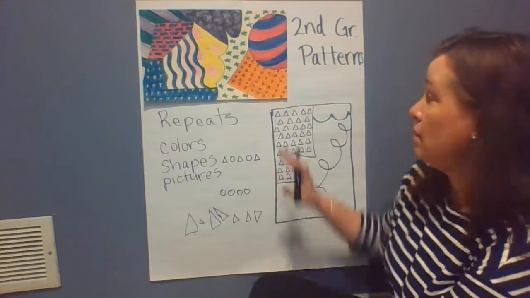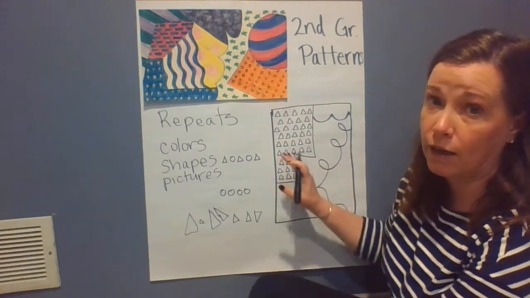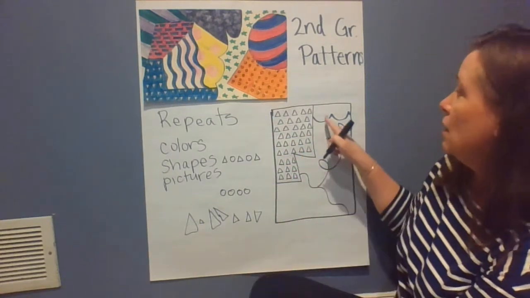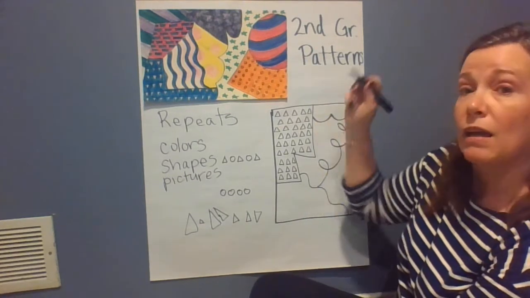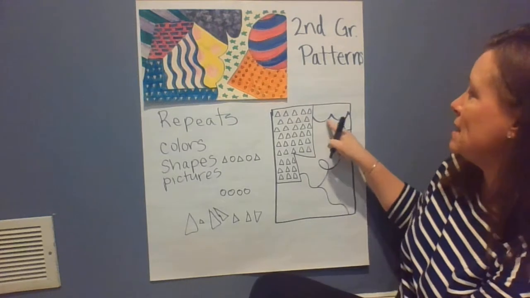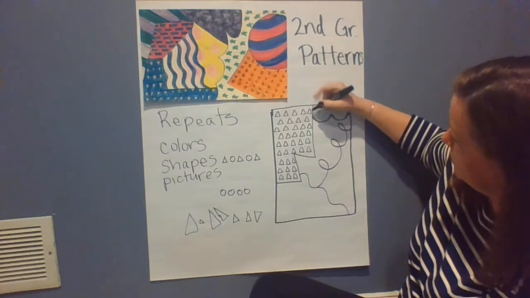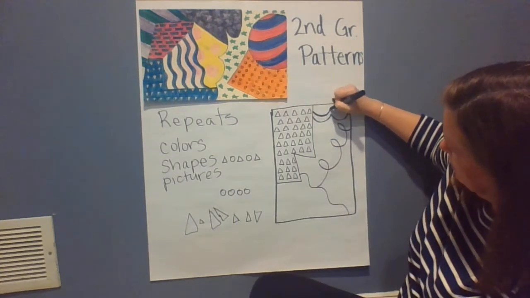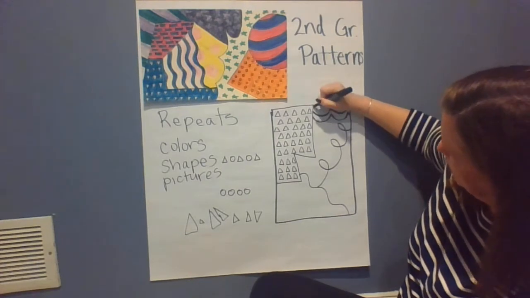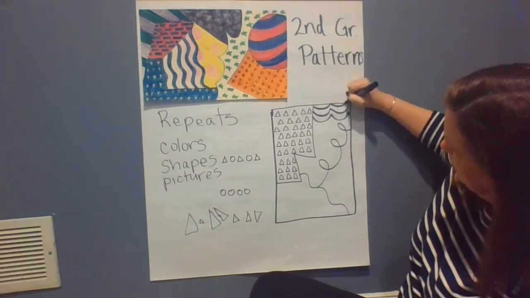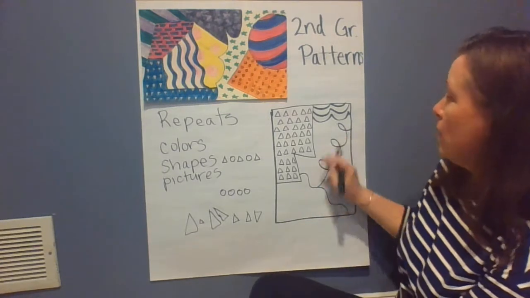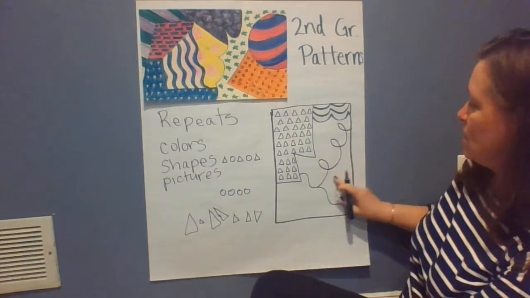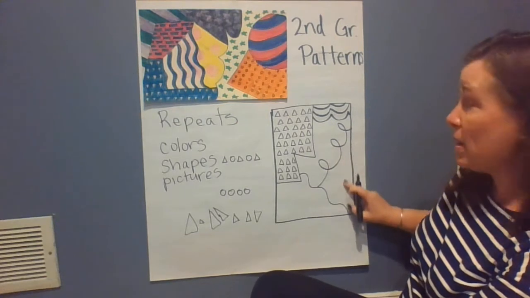I'm going to fill up my area with triangles. There's my first area that's filled with a pattern. In my second area, I might want to make a line. I might make a wavy line. I might continue this wavy line by making just a couple of those. There's a second pattern.